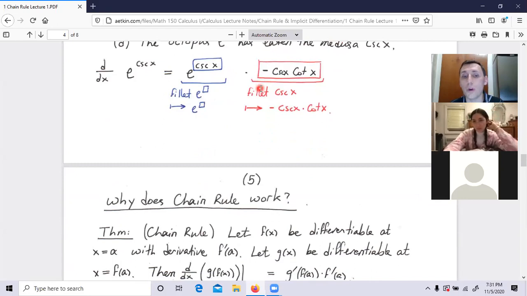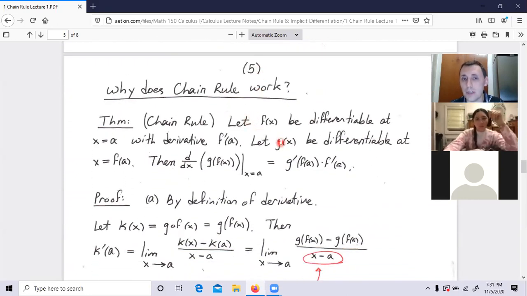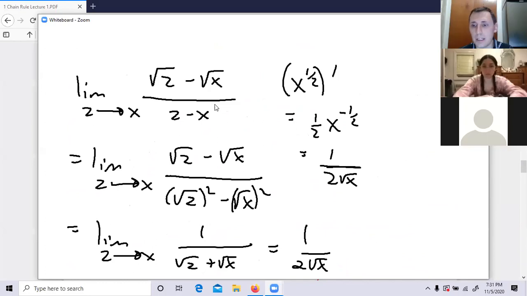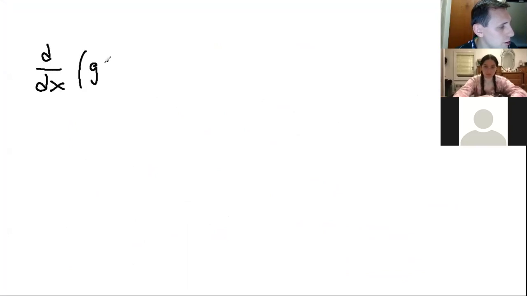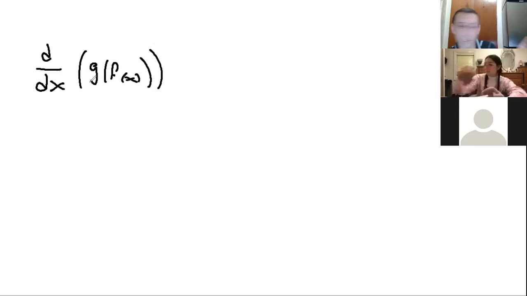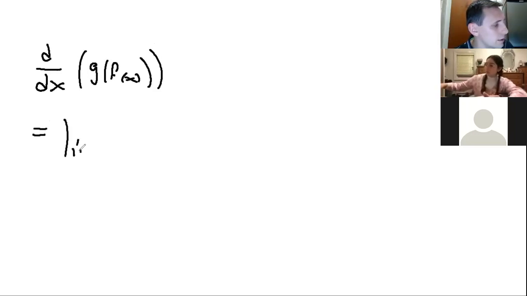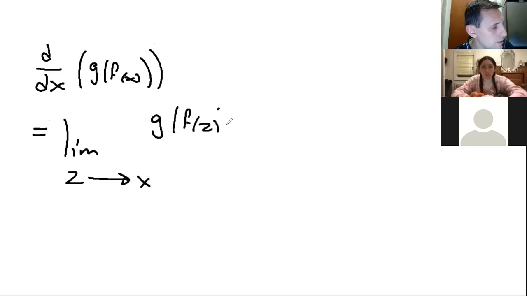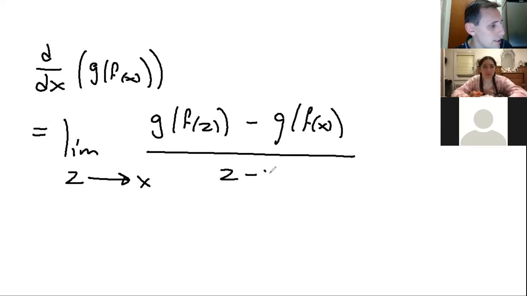Now, why does the chain rule work? That's the interesting question. So suppose we know how to differentiate the function g and we know how to differentiate the function f. What would be the derivative of the composition? Now, let's see if we are better at the peekaboo game now. Okay, so I try to take the derivative of g(f(x)). It's just a function. You understand that for some reason people freeze when they see letters. It's just a function. What is the definition of the derivative? It is the limit as z goes to x of g(f(z)) minus g(f(x)) divided by z minus x. That's the definition of a derivative, yes?